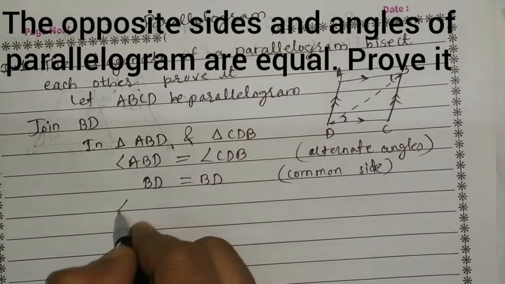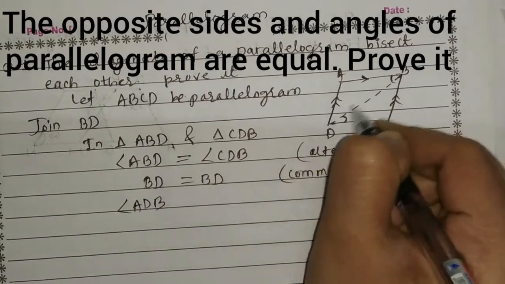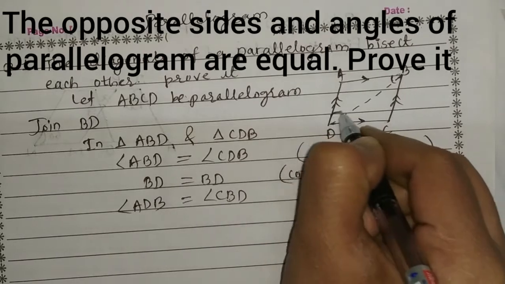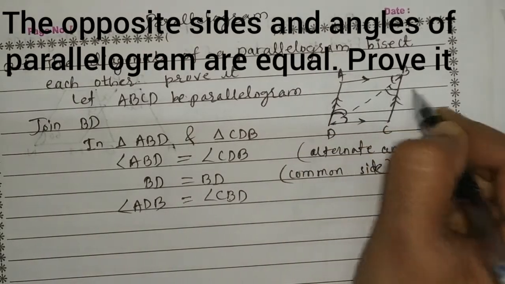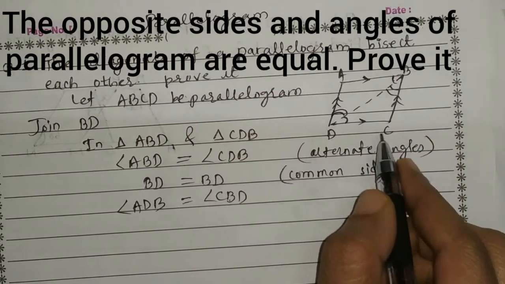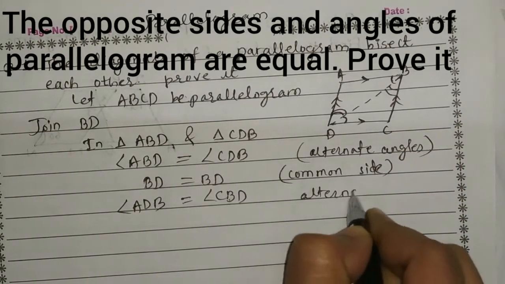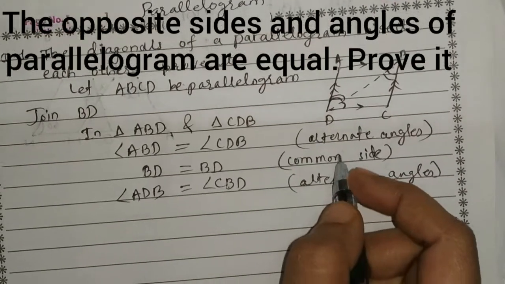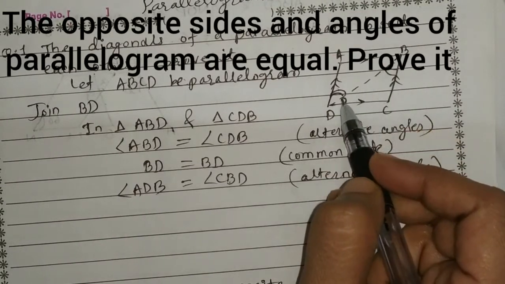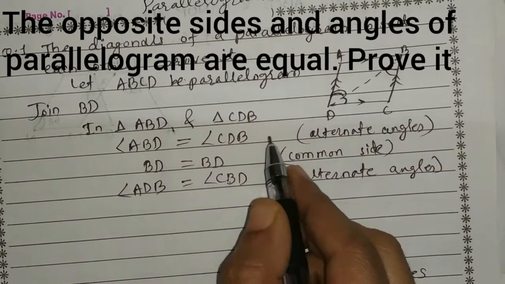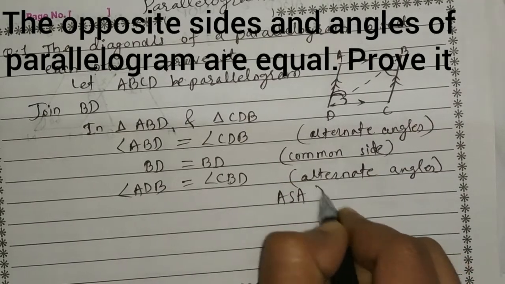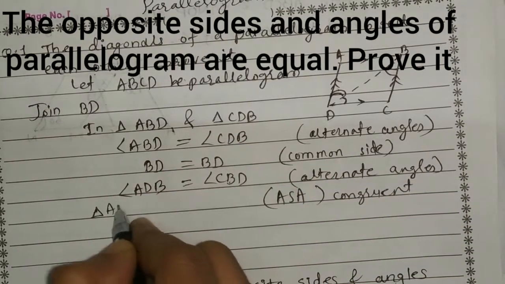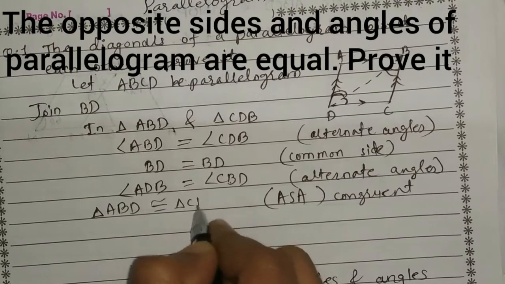And again we have angle ADB, this angle, is equal to angle CBD, this one. Again we can say the lines are parallel, so these are alternate angles. Now, by using ASA congruence criteria, we have these two triangles congruent. Triangle ABD is congruent to triangle CDB.